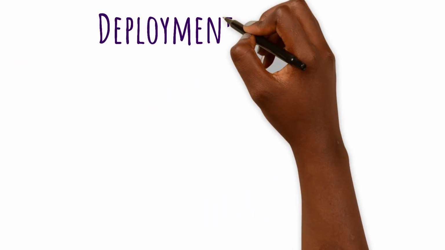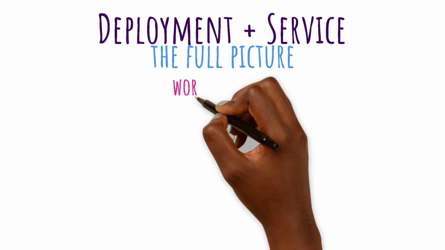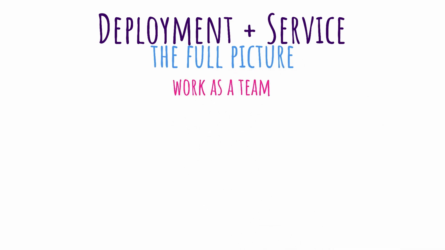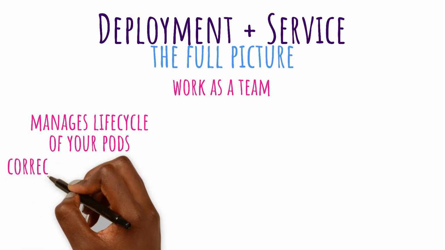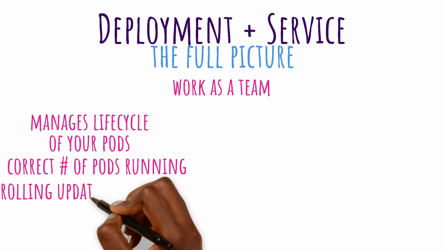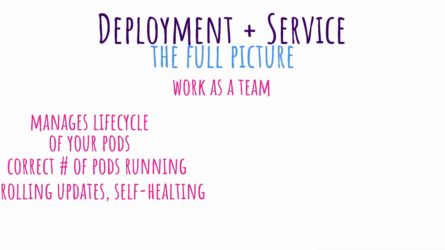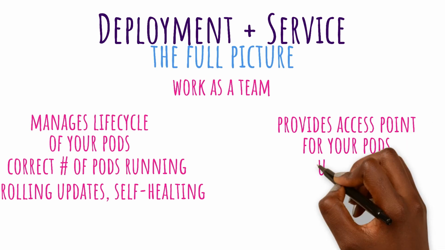Now let's take a look at the full picture, a deployment and a service. This is where the magic of Kubernetes truly comes together. The deployment and the service work as a team. The deployment's job is to manage the lifecycle of your pods. It ensures that the correct number of pods are running, it handles rolling updates, and it provides self-healing by replacing failed pods. The service's job is to provide a stable access point to those pods.